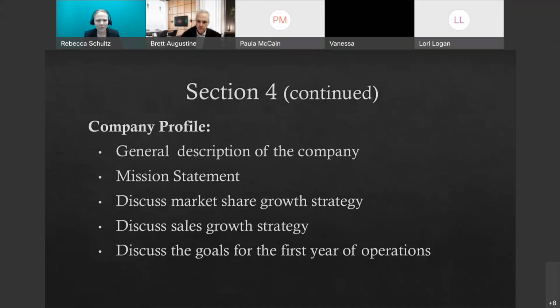And then, of course, sales. Talk about what you have seen in sales if you are an existing business, or what type of sales you intend to see once you're able to start the business. Now, that gets into the financial section. That goes hand in hand.